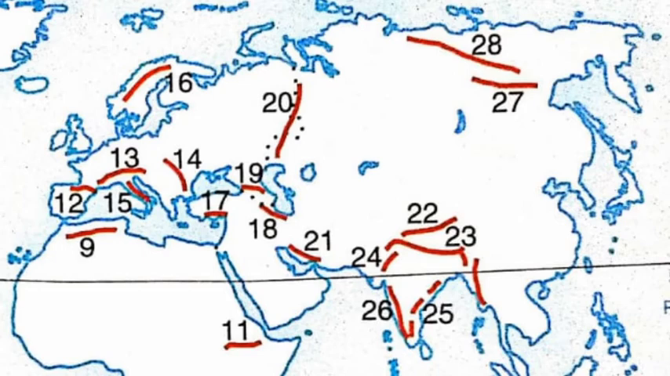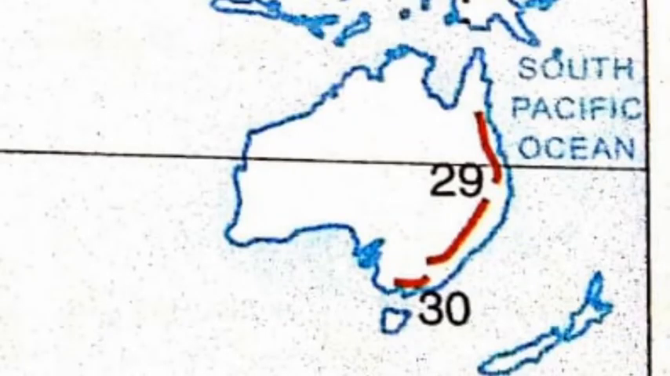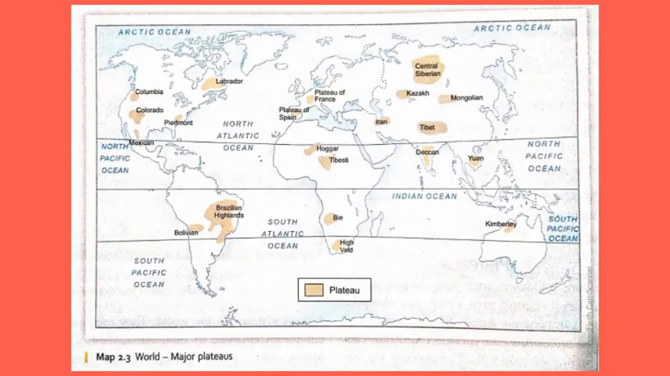18. Elbrus Mountains. 19. Caucasus Mountains. 20. Ural Mountains. 21. Jackaroo Mountains. 22. Kunlun Mountains. 23. The Himalayas. 24. Aravalli Range. 25. Eastern Ghats. 26. Western Ghats. 27. Stanovoy Range. 28. Verkhoyansk Range. Mountain ranges in Australia, children. 29. Great Dividing Range. 30. Australian Alps. Children, open page 20 in your textbook to learn world major plateaus.